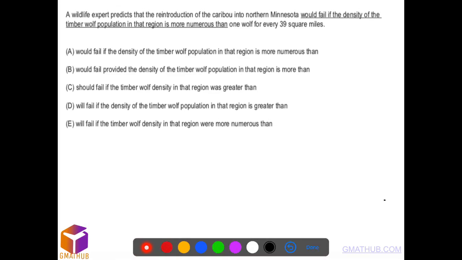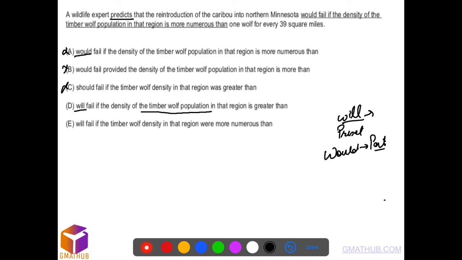In this question, first of all, it's would versus will. Now, will is used if the prediction is made in the present, and would is used if the prediction is made in the past. It says the wildlife expert predicts. That means it's happening in the present. So would and should are out. Will fail if the density of the timber wolf population is greater. So density is singular. D is right. Will fail if the timber wolf density were more numerous. Density cannot be more numerous. This is out. D is the right choice.